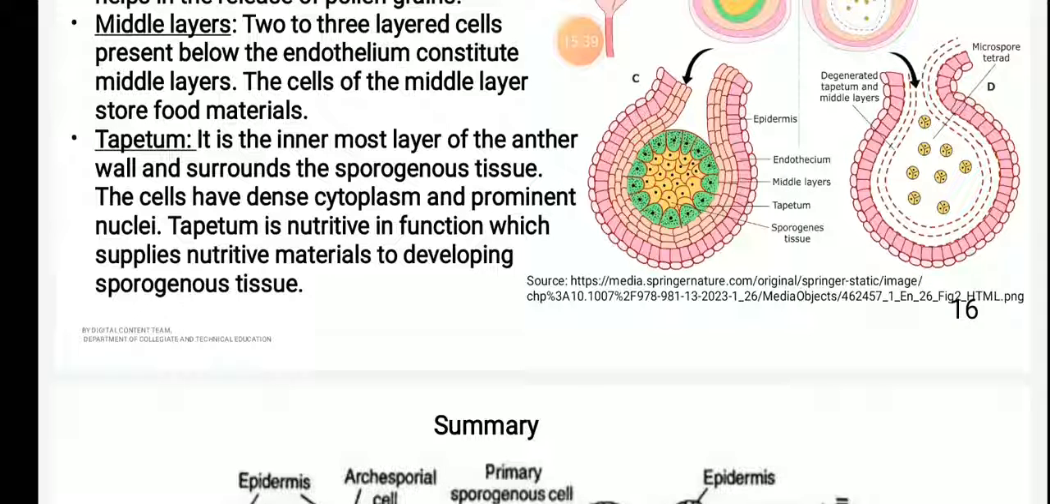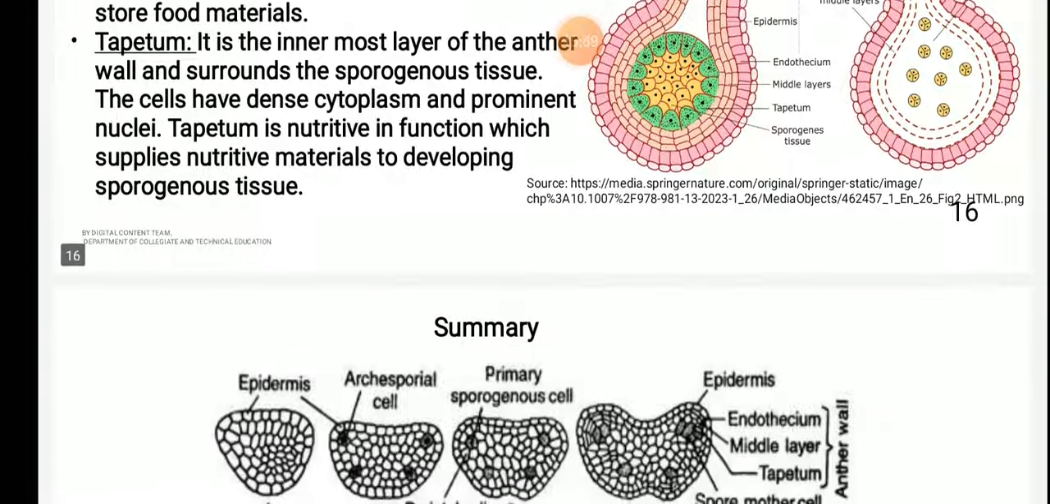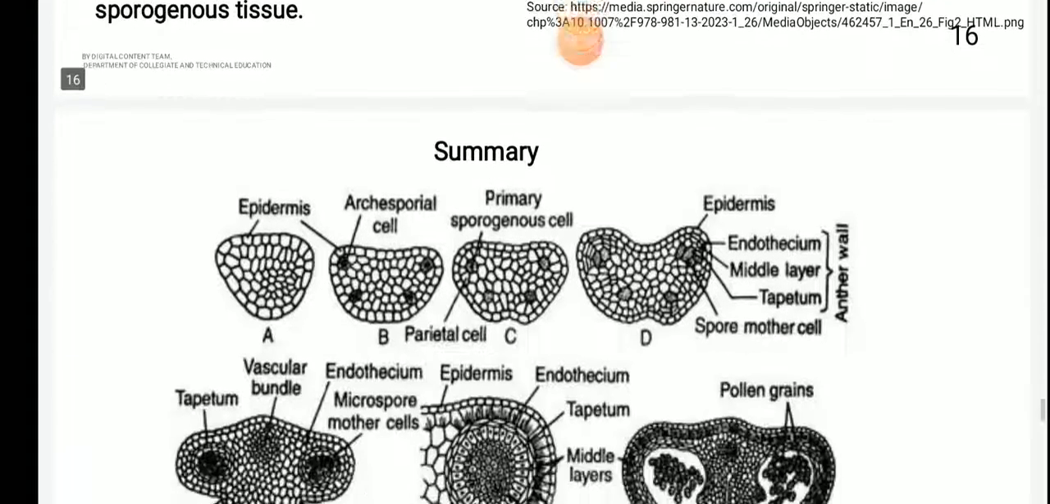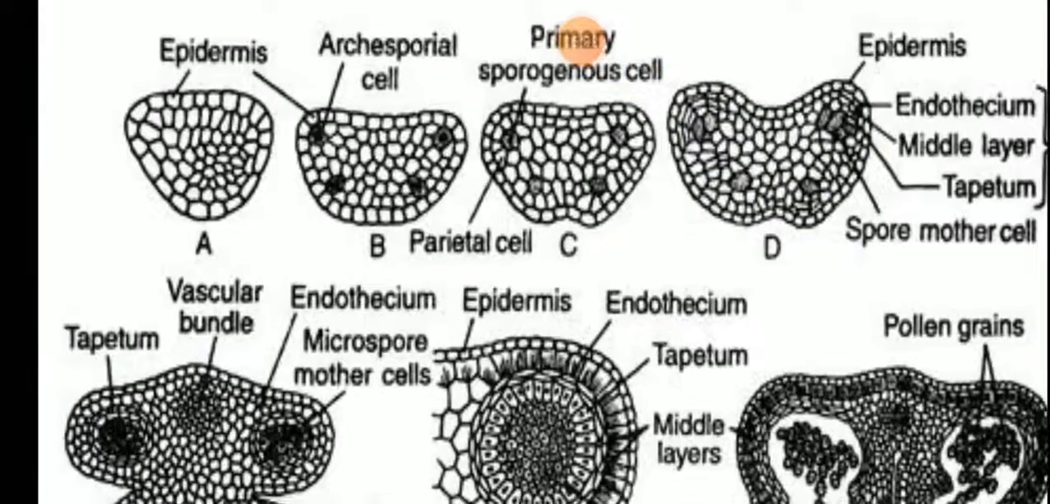One of the most important wall layers of the anther is tapetum. It is the innermost layer of the anther and surrounds the sporogenous tissue. The cells have dense cytoplasm and prominent nuclei. Tapetum is nutritive in function, which supplies nutritive materials to the developing sporogenous tissue. So if you see this picture, you will understand the development of the anther.